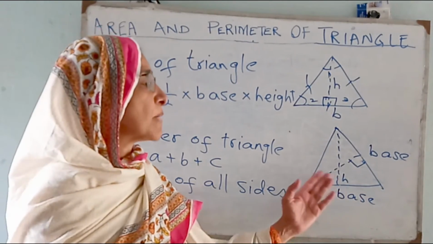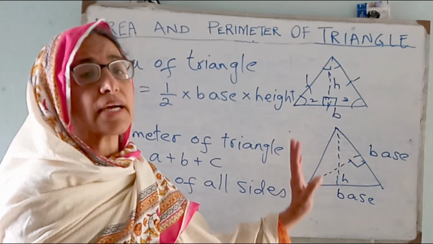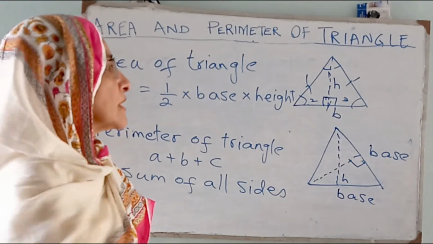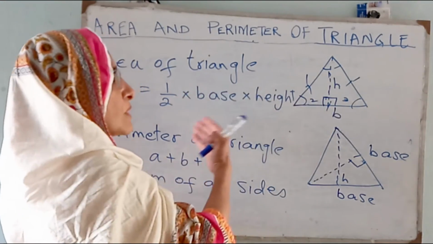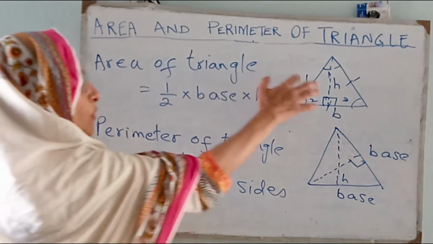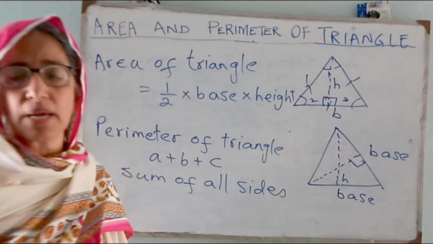Remember that in such a triangle where we can take 2 heights, the area is always going to remain the same. Right? This is very easy. You only have to substitute the values and you can get the area, and add all the 3 sides, you can get the perimeter. Let me give you an example for this type of question.